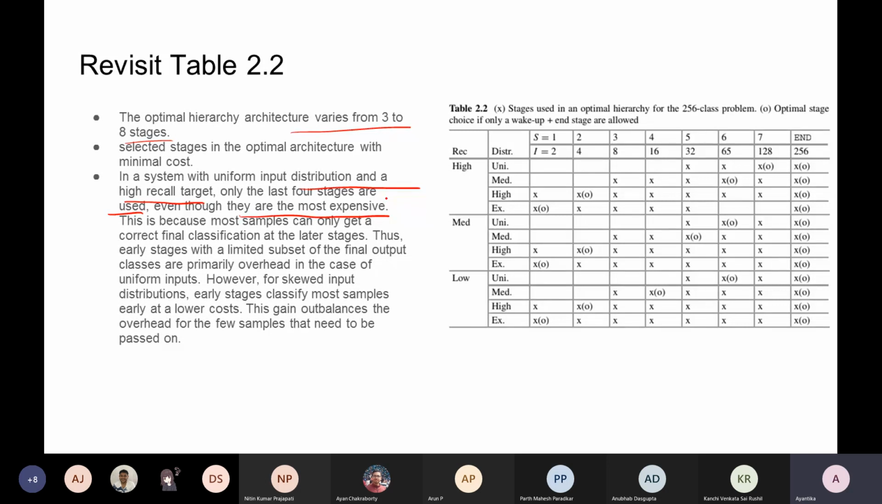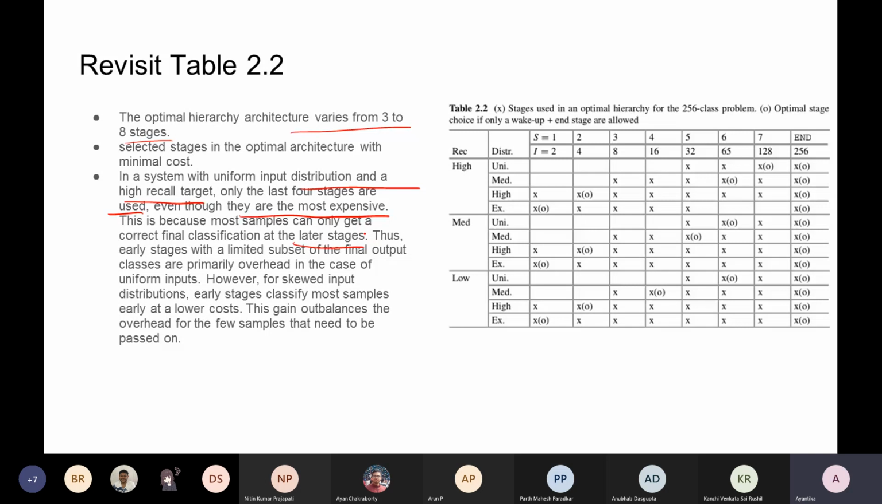That means if your data is highly skewed, then you will get better results. You can actually use fewer stages and you can get a better response starting from the lesser stages. Whereas if your data is not so skewed, it is uniform in distribution, that advantage will not be there. See, it is already written. This is because more samples can only get a correct final classification at the later stages. So the data is uniformly distributed, and that way you are not getting the effect or advantage of this hierarchy or cascading.